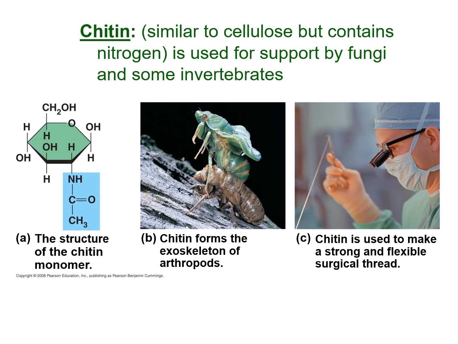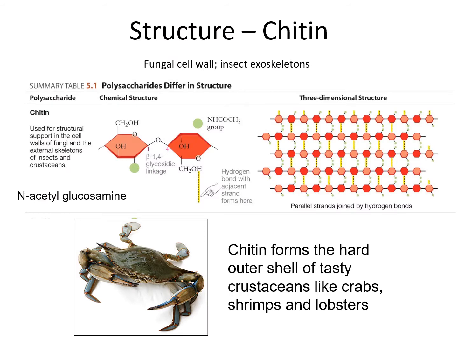And chitin has some medical uses. It's actually very, very strong. It doesn't break down immediately, and it can be used to make surgical thread, for instance. So chitin is very similar to cellulose. We won't get into the details all that much, but just note that it's got some nitrogen in it as well. Cellulose doesn't have that, and there's not quite as much hydrogen bonding.